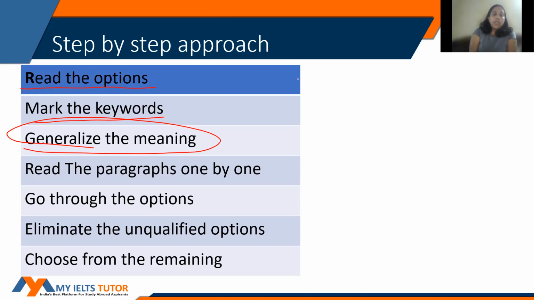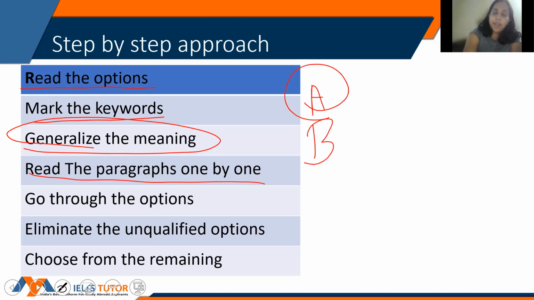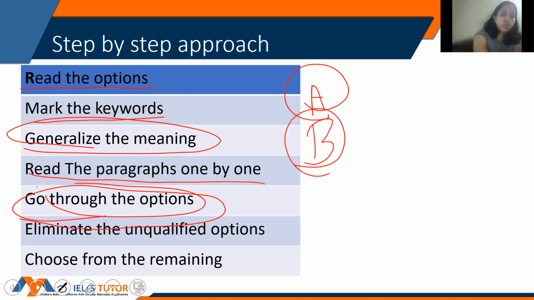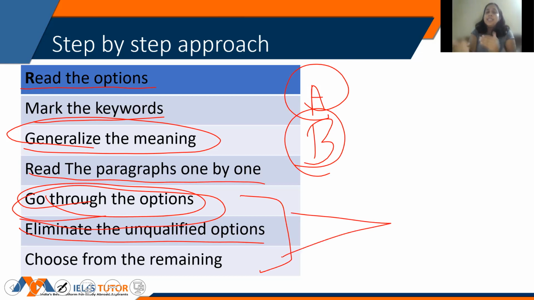Now, I will read the paragraphs one by one. I will read a paragraph, then go through the options and choose the correct option for myself. I will read the paragraph, again go through the options, eliminate the unqualifying options, and choose from the remaining options. These 3 steps will go simultaneously, side by side, for each paragraph.